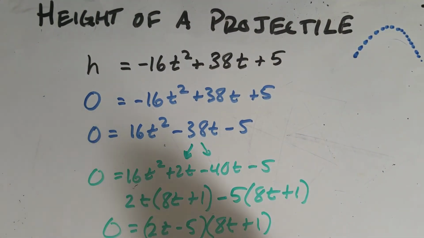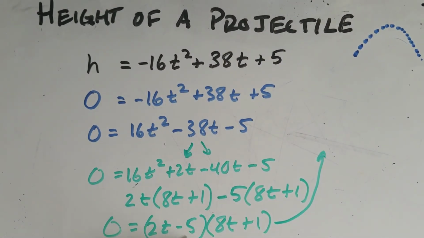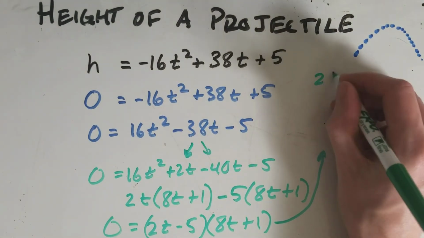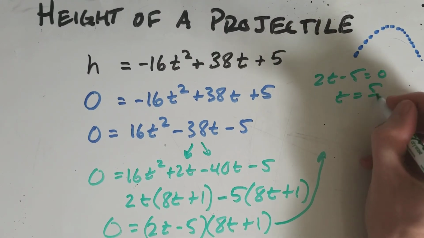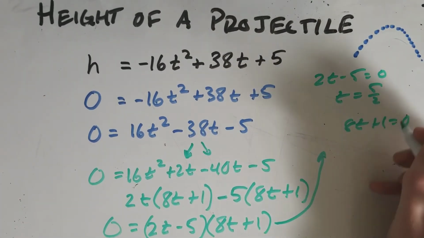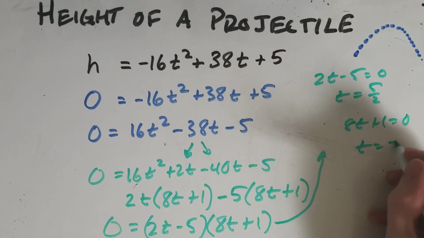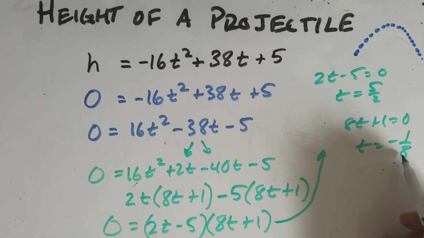So if we take this down here in green, we're out of space, so I'm going to go up here, and we are to solve both. The first one, you could have 2t minus 5 equals 0, in which case t would equal 5/2, or you can have 8t plus 1 equals 0, in which case you're going to have t is equal to -1/8. So t could be either 5/2 or -1/8.